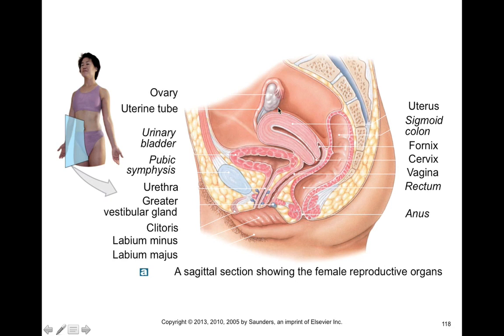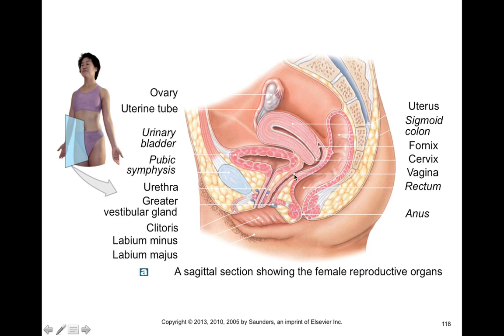The ovary is the female gonad, and the ovary is actually held in place by a series of ligaments, like the ovarian ligament is right here. We also have a broad ligament going across here that helps hold the ovary and fallopian tube in position. And we call these the suspensory ligaments, so they hold all these internal reproductive organs in place.